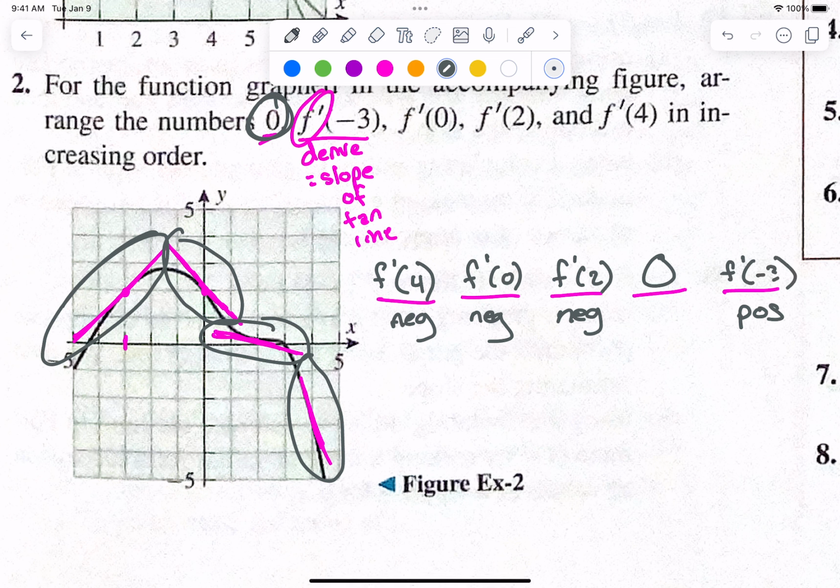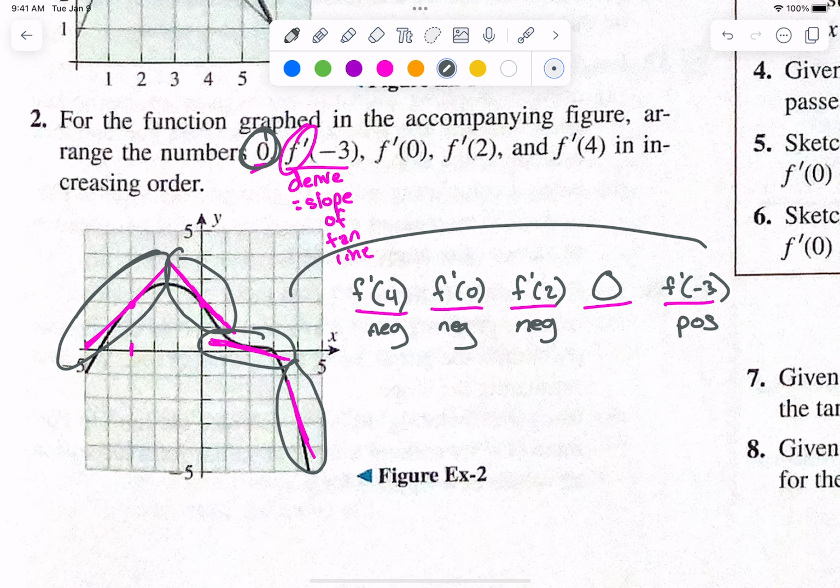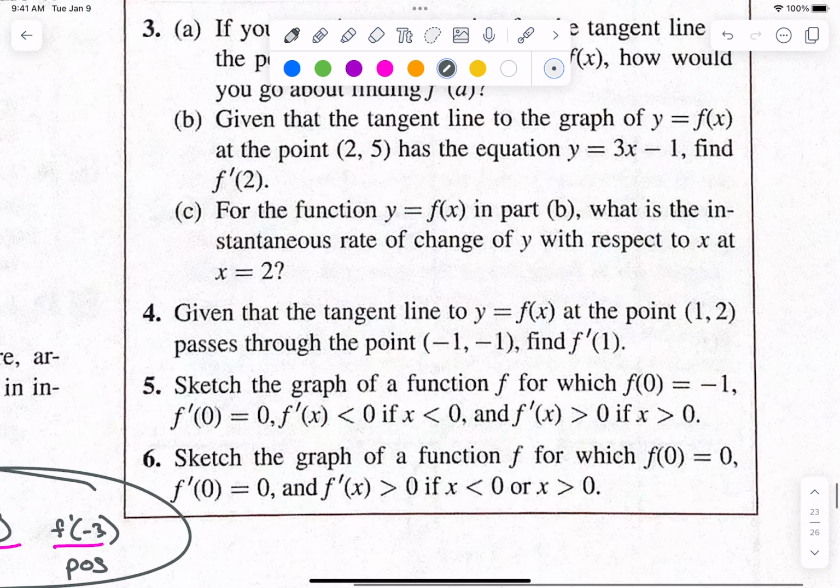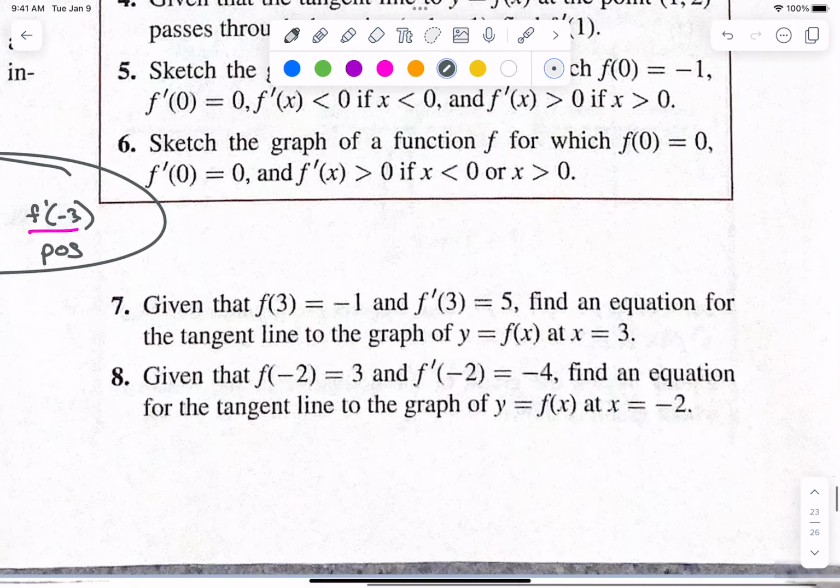Do you see how that works? I have no idea what the slopes of those tangent lines are, but I can guesstimate based on how steep they are. The steeper it is, the bigger the number. So in this order, that's how you put them in increasing order. What's next? 8.